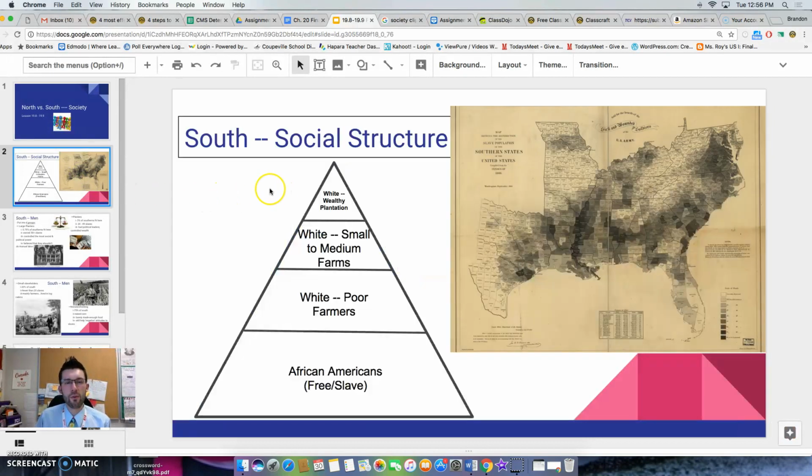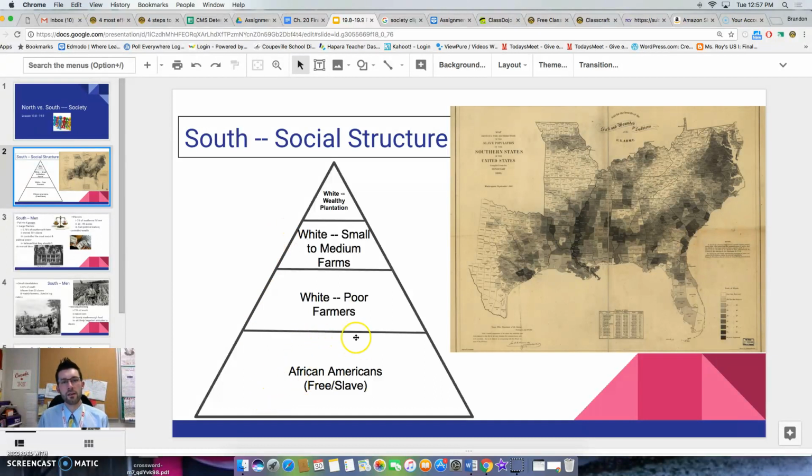For today's video, we're going to focus first on the Southern States Society in the 1800s. Before we get into more depth, I want to show you the hierarchy of society in the Southern States. And what better way to do that than through a pyramid?